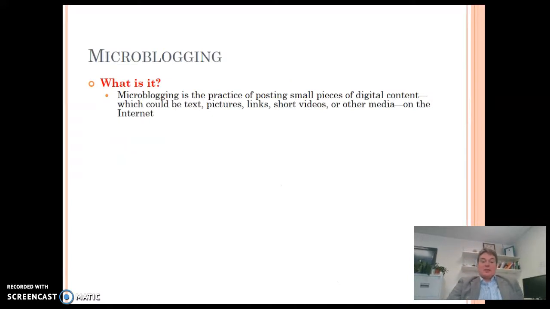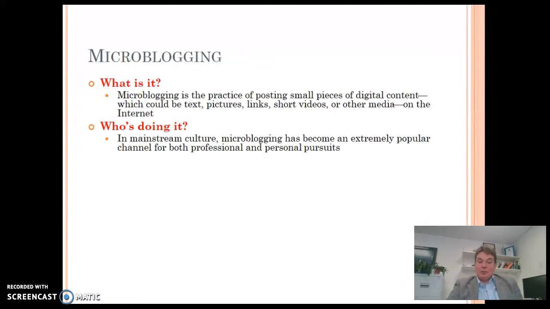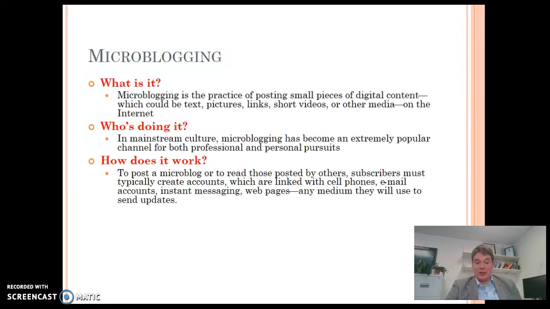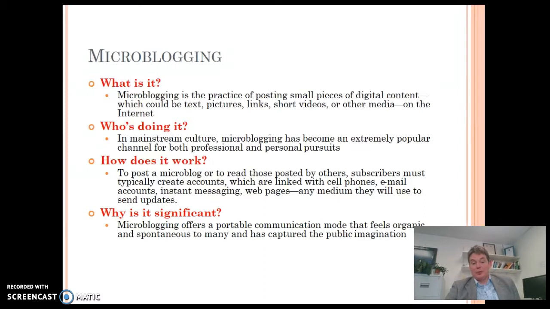Small pieces of digital content could be pictures, short videos, links, or text. Everybody is doing it in reality. There are hundreds of millions of people on Twitter. There's also a huge number of bots, software devices masquerading as people posting on it. So we create an account, we post our microblog, and then other people can read it. Because there are so many people contributing, it's of value.